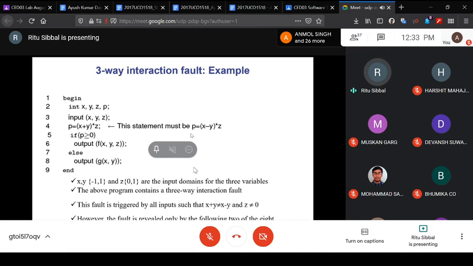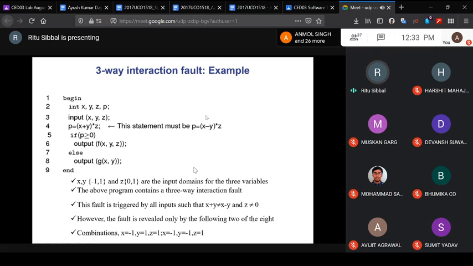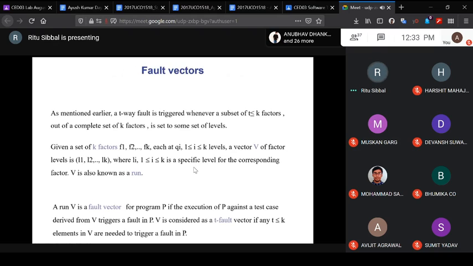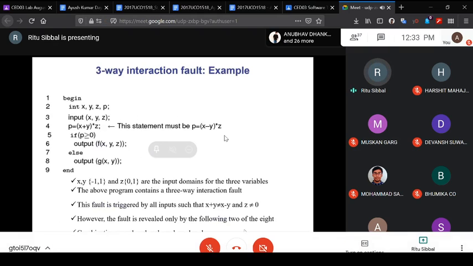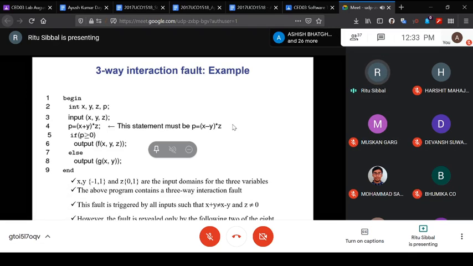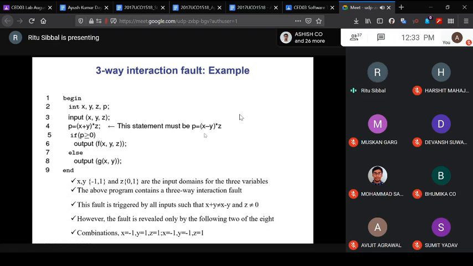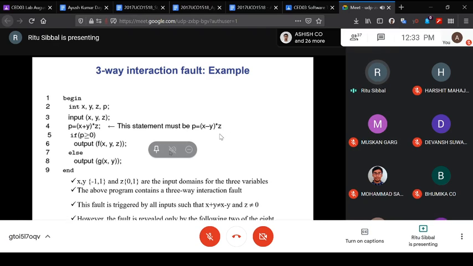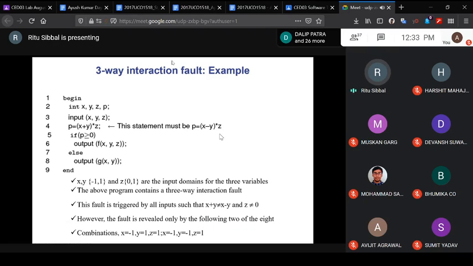So this becomes a three-way interaction fault, and that will be detected only for certain combinations of x, y, and z. It will be revealed by only two of the eight combinations, minus one, one, and again one more value of x, y. So only for certain values of x, y, and z, because here z is also involved, therefore it's called a three-way interaction fault, and this has been caused because of a faulty statement. That was because of a missing condition, and this is caused by a faulty statement written by a programmer.